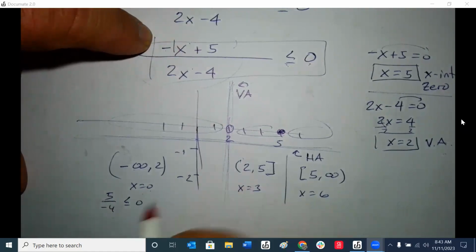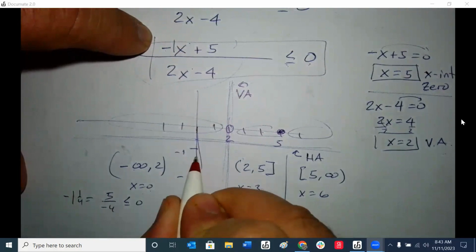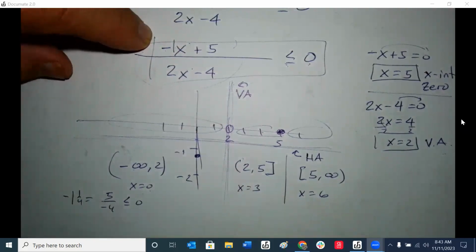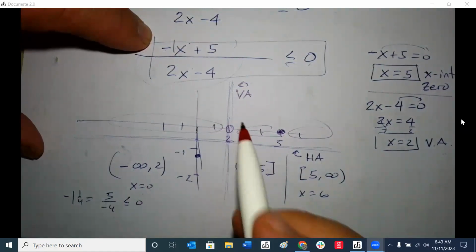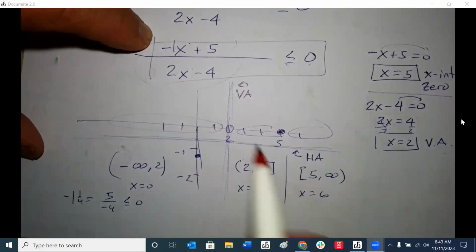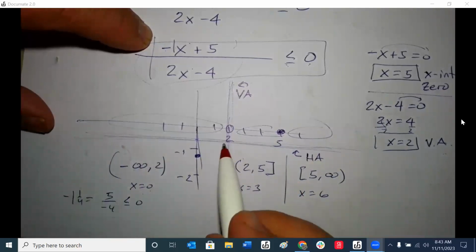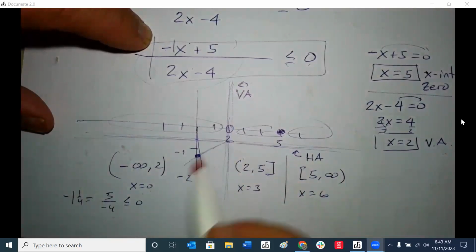What this says is this is also where my negative 1/4, that's my y-intercept. When you set x equals 0, that's your y-intercept. Here's my horizontal asymptote. So from here, I'm going down like this.